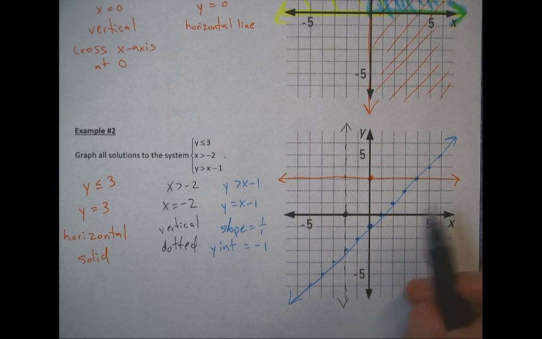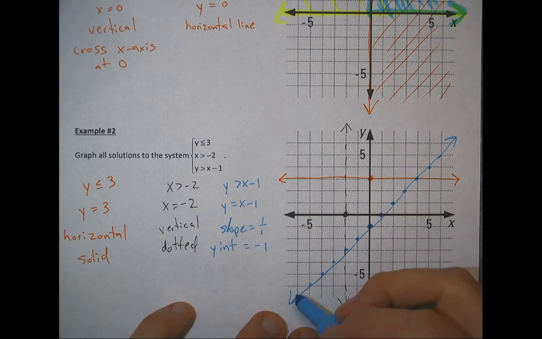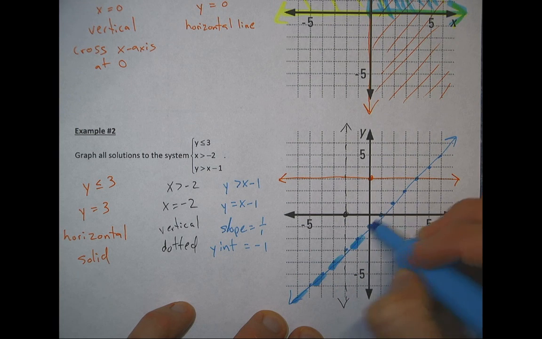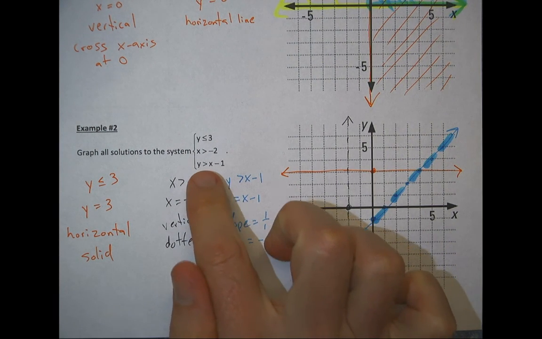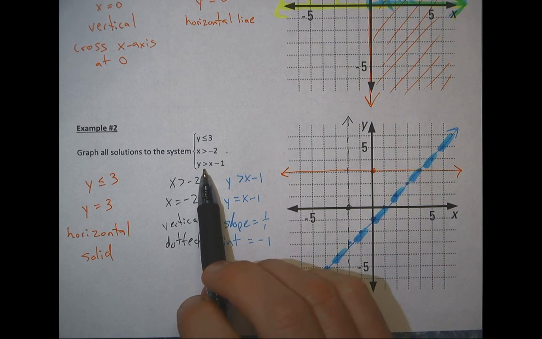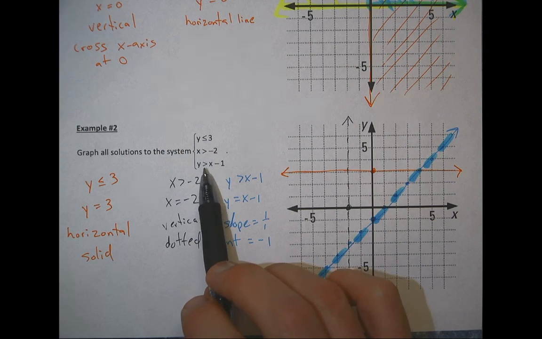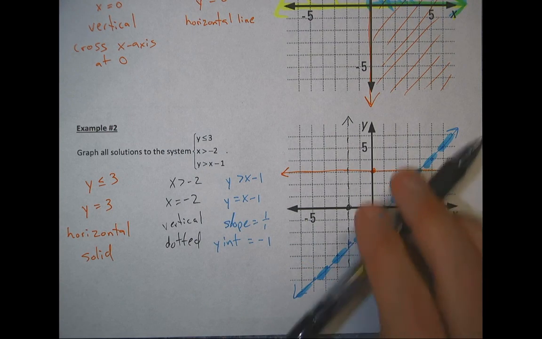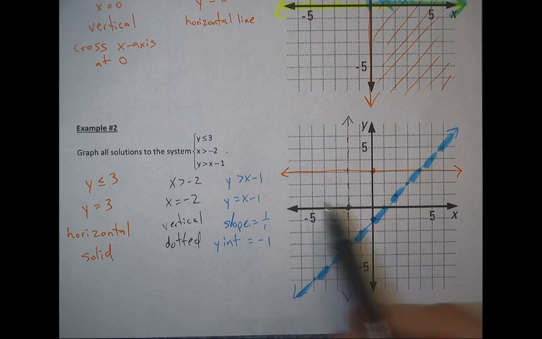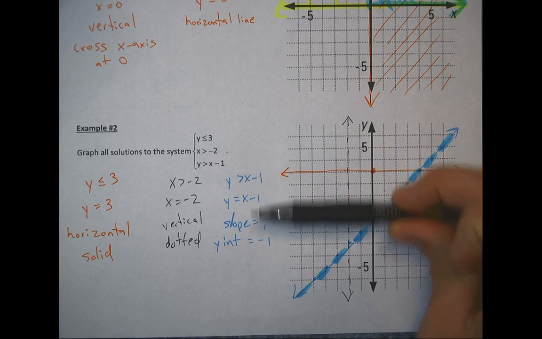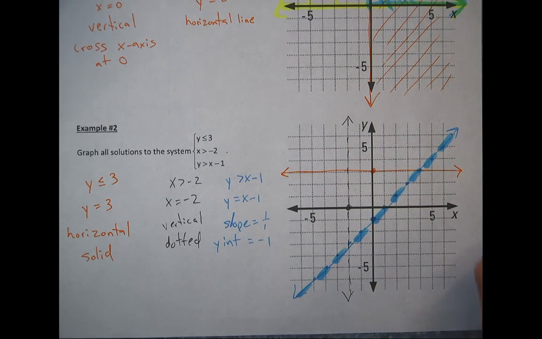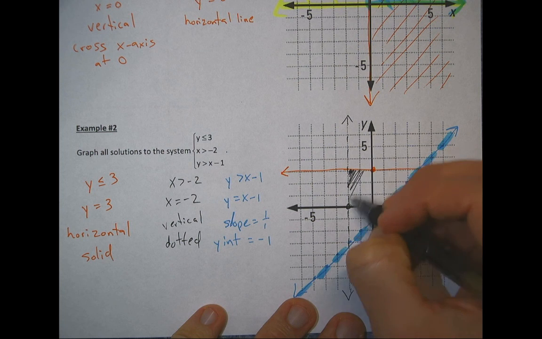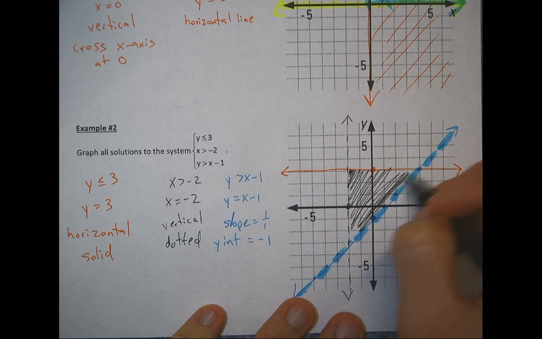Oh, and I just realized that should be dotted. Some of you probably realized that as I was doing it. This should be a dotted line, not solid. It does not have that equal sign. So it's just greater than, not greater than or equal to. So greater than would be anything above it. So we need the region that is under the orange, to the right of the black, and above the blue. And so that region is going to fall in here.